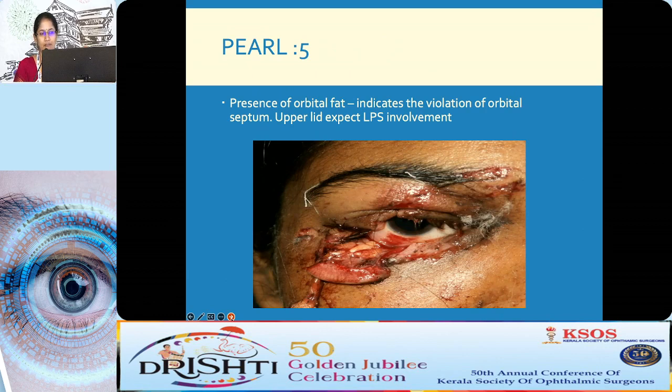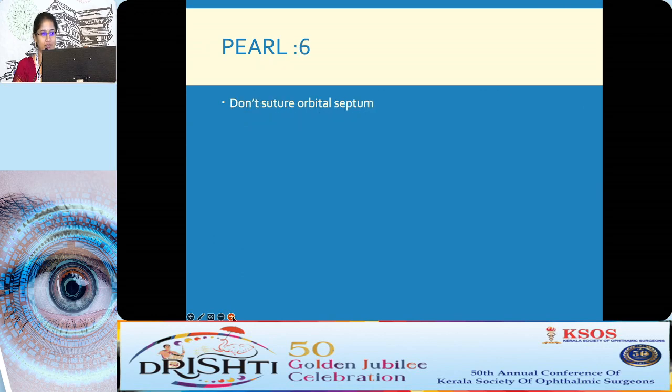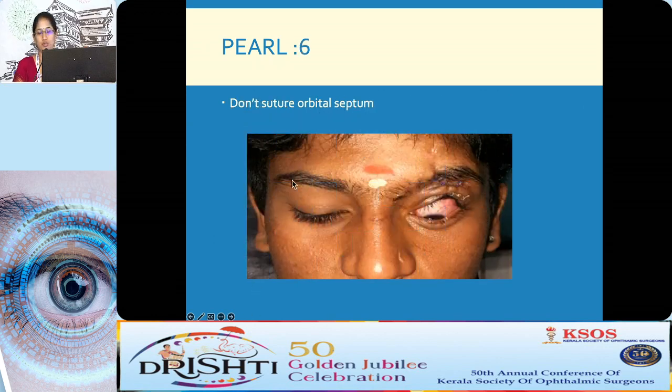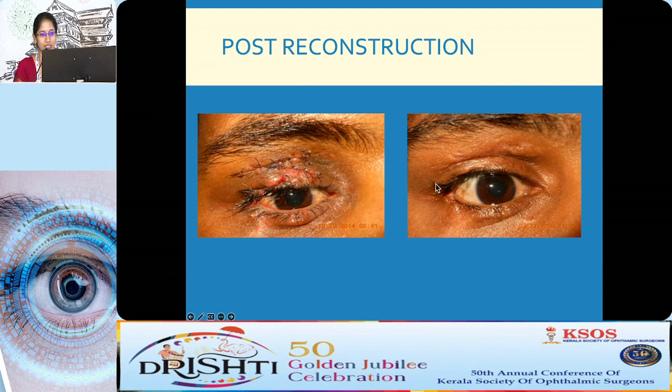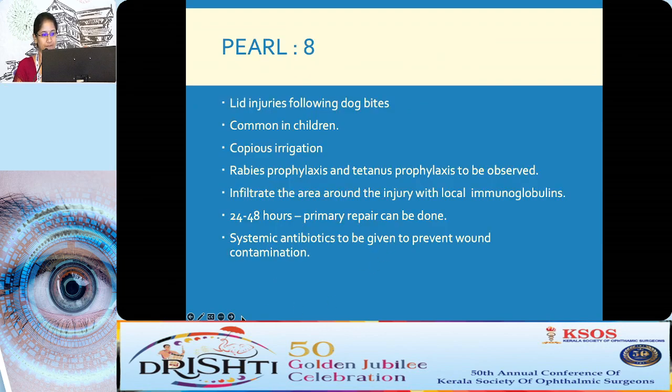Periorbital fat, if it is there like this, indicates that there is violation of the orbital septum. If it is in the upper eyelid, we should expect that there is an LPS involvement, and we need to repair it in the first go itself. When we suture, we should take care not to suture the orbital septum. It may result in restrictive retraction like this. And sometimes patients do present with irregular apposition, which may require reconstruction. This particular patient, we have done a Z-plasty, and this is how he looks post-operative.